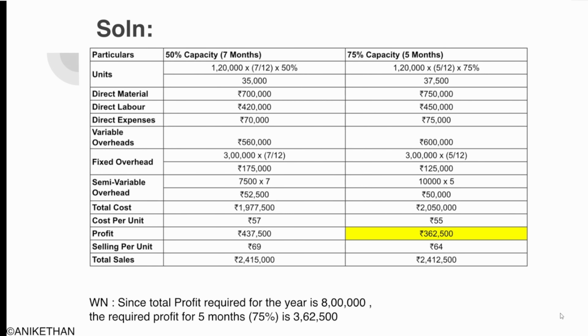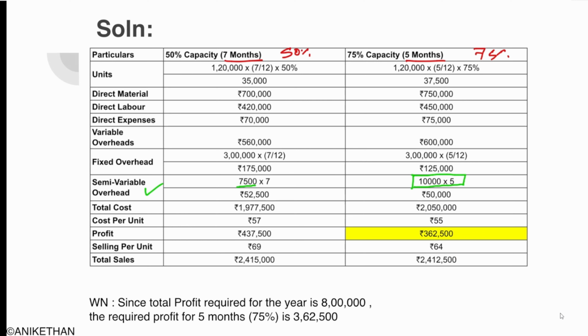So I have divided it into two columns. One is 7 months, another is 5 months. Here capacity is 50%. Here the capacity is 75%. Because of this, in the semi-variable overhead, here I am considering 7,500 and here I am considering 7,500 plus 2,500. So this is taken care.